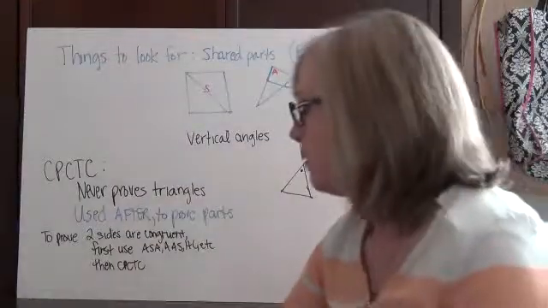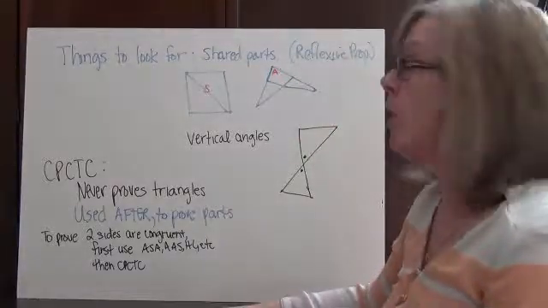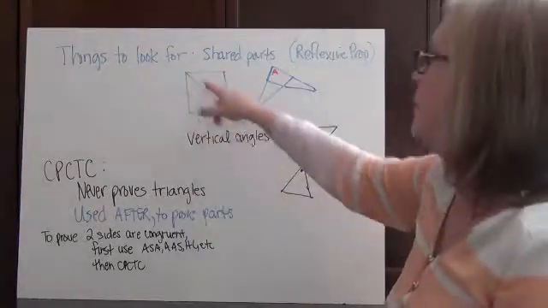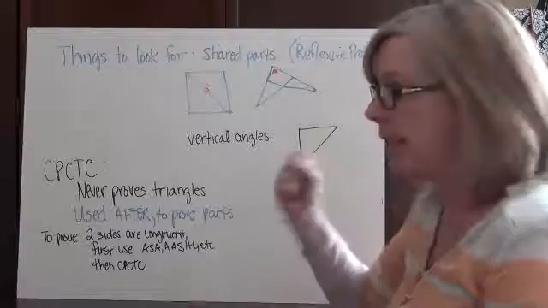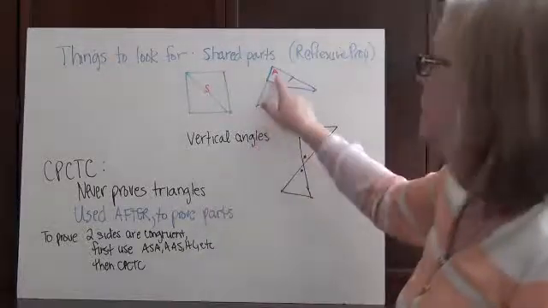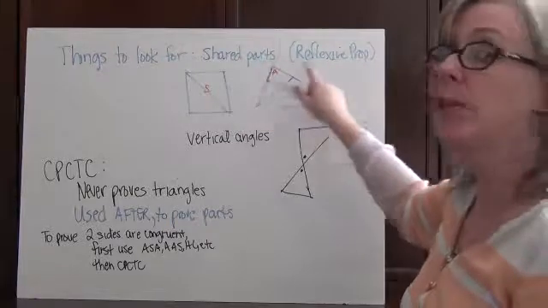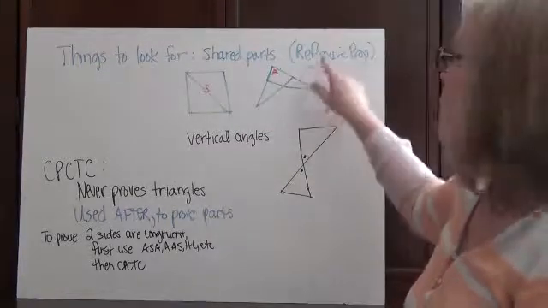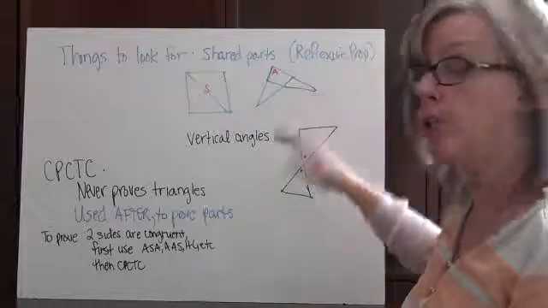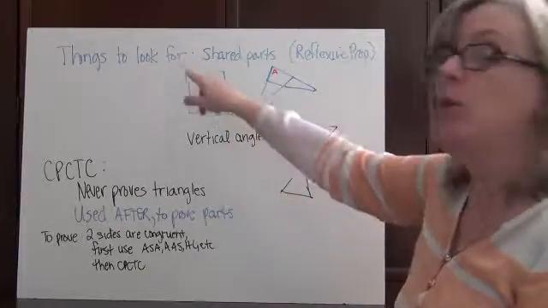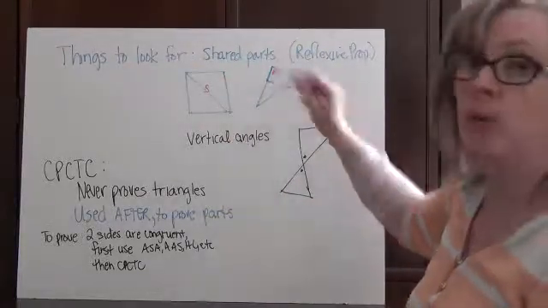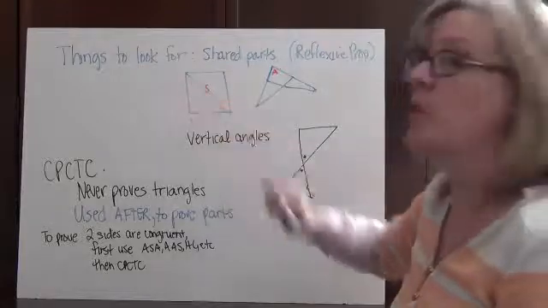Okay, what do we look for that they don't mark? I just showed you one. If you have that shared part down the middle, yay, that's another side. Sometimes you're going to have a shared angle. But in either case, if something is shared, if it's in both triangles, we will use the reflexive property to show that this side equals itself, or this angle equals itself. So that's the first thing we'll look for.